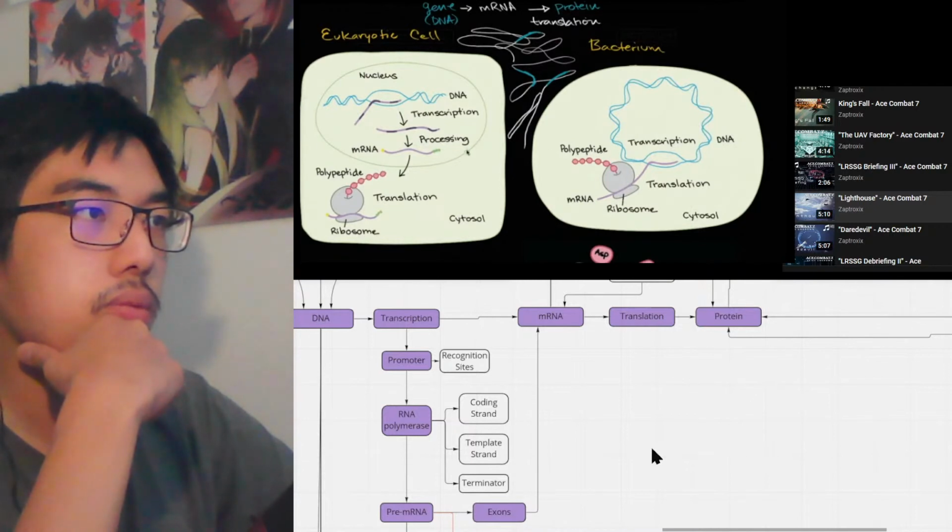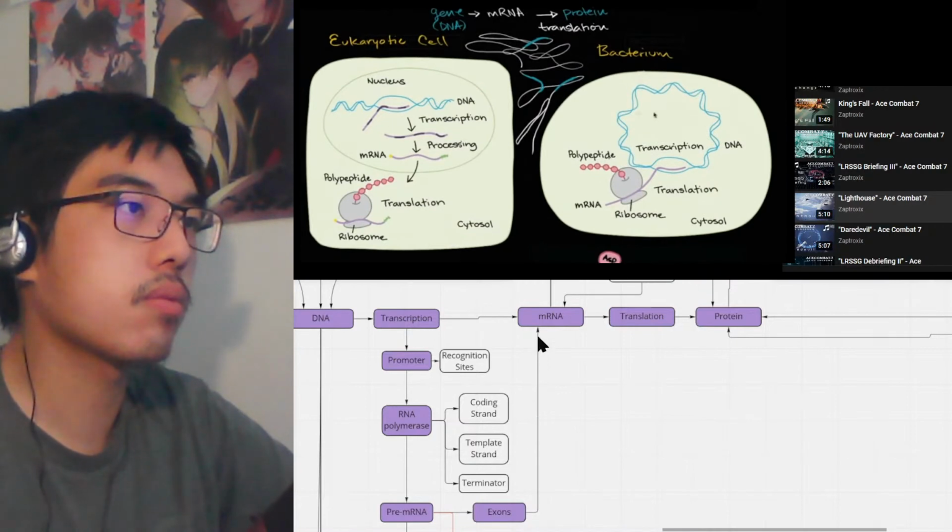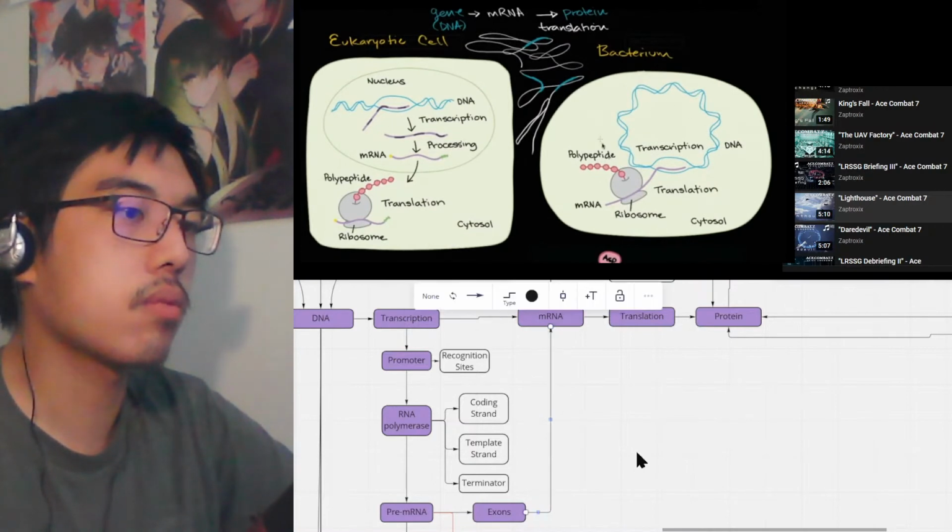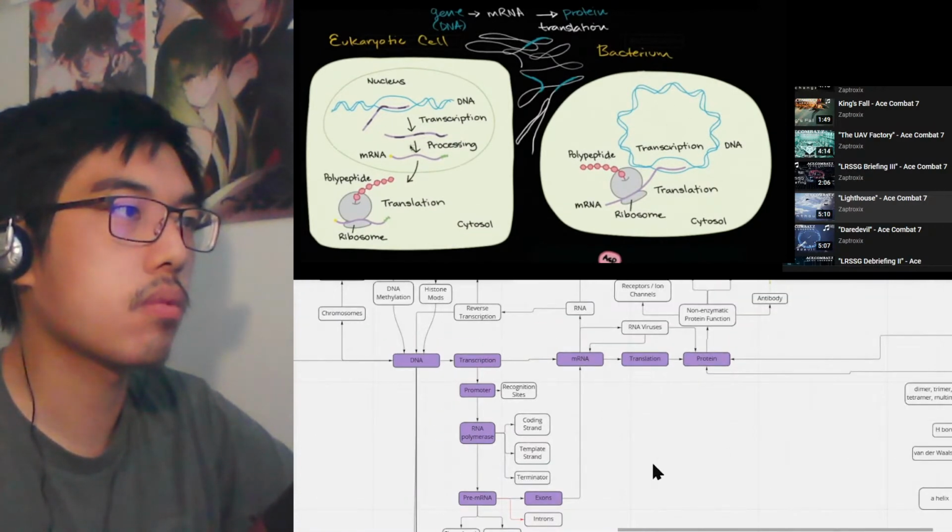You can see a little bit visually here. This is all review. We covered a lot of this in the video on transcription and the overview video on transcription and translation. If you look at a eukaryotic cell and the bacteria in a prokaryotic cell, it's analogous. You just don't have the nuclear membrane, and you're not going to do the processing step that I'm going to talk about in a little bit.